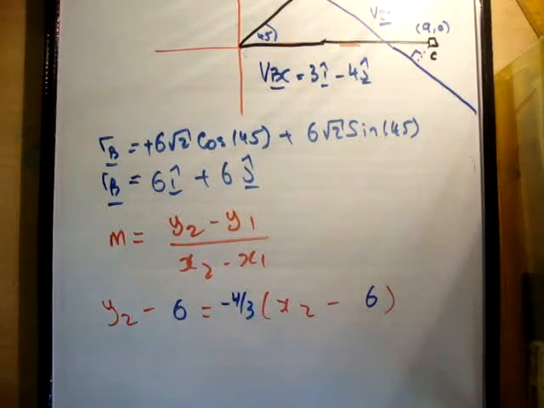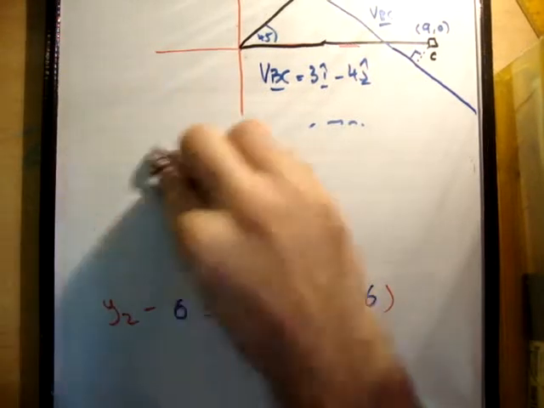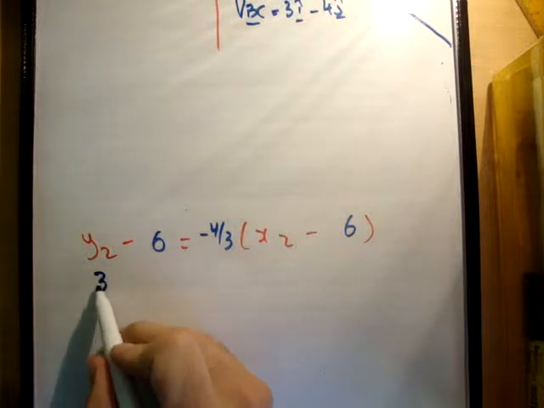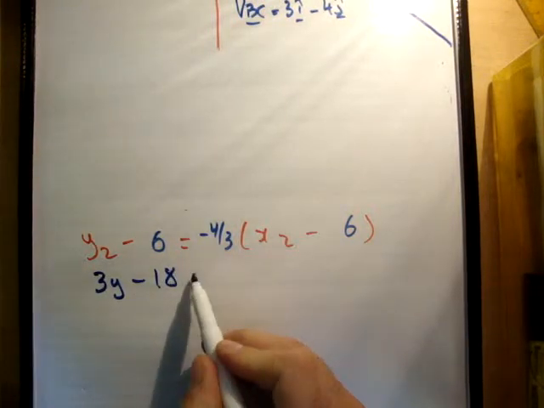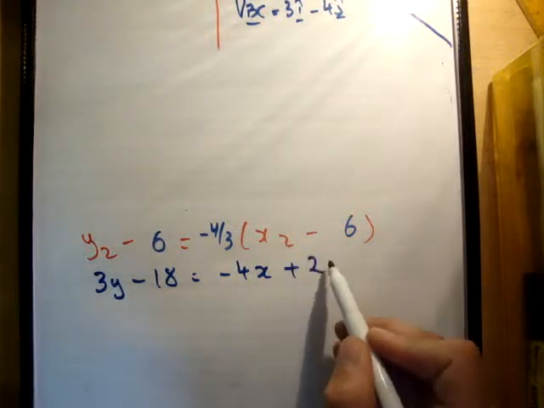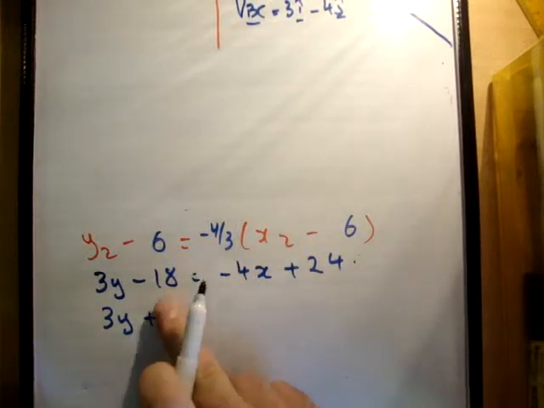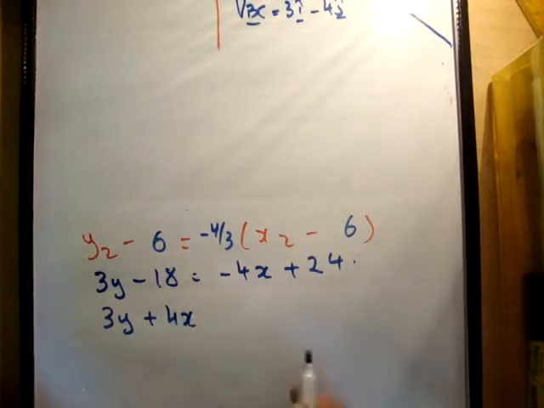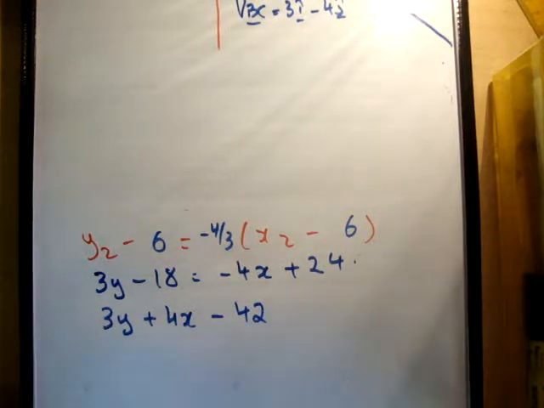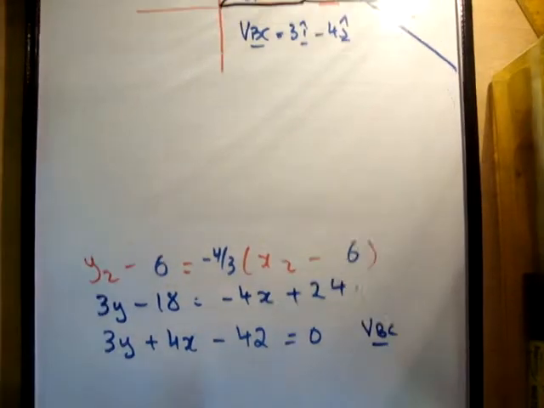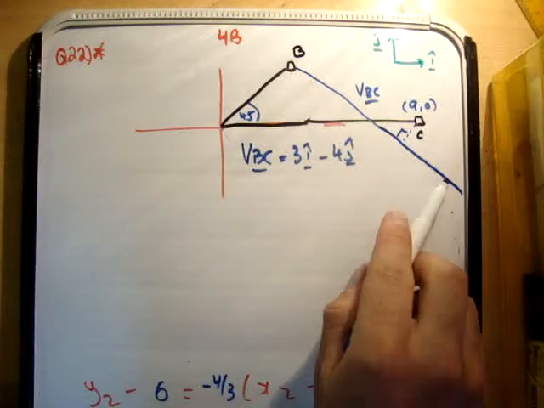Alright, and just before I rearrange all that, I'm going to get rid of the piece of information we don't need anymore. So this just becomes 3y minus 18 is equal to negative 4x plus 24. So 3y plus 4x, and we're going to get negative 42 is equal to 0. And that is the equation of the line of VBC. What that means is that we now have the equation of this line.